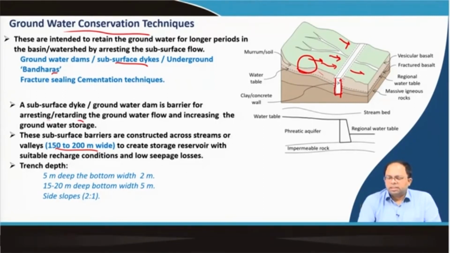You can see the design of this kind of dam over here. The dam has to be constructed down to impermeable rock, so that water does not leak through below. And you can see in this design it could be 5 meters deep with a bottom width of 2 meters, or even 15 to 20 meters deep with a bottom width of 5 meters. The side slopes are given as 2:1, and this is how we can prevent groundwater from passing from one area to another. Usually these are constructed across streams, and the length of these dikes is around 150 to 200 meters.